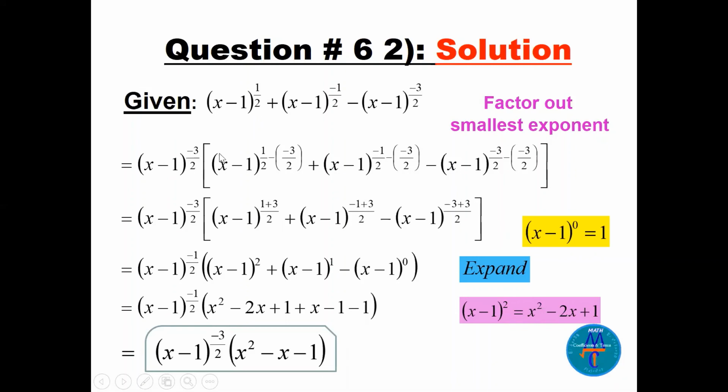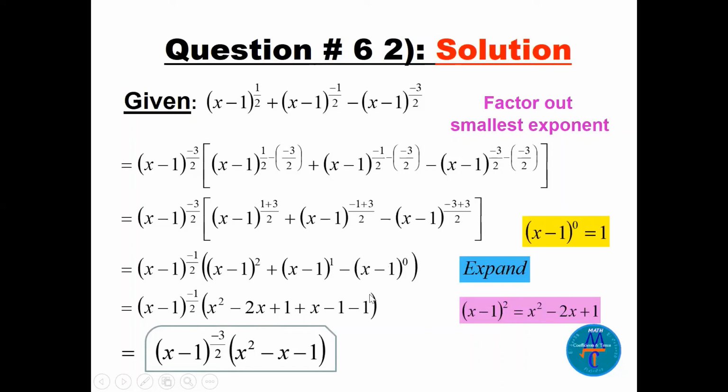We will do the same method. X minus 1 to the power half minus the power outside. X minus 1 to the power minus half minus the power outside. Minus here, see we have a minus. X minus 1 to the power minus 3 over 2 minus the power outside. Now it's easy, inside the bracket you have to work with the powers. 1 plus 3, which is 4 over 2, squared, as we have seen before. This is minus 1 plus 3, 2 over 2 is 1, and this is 0. Remember, x minus 1 to the power 0 is 1, so that's 1 here.